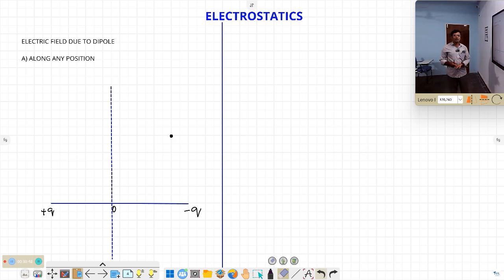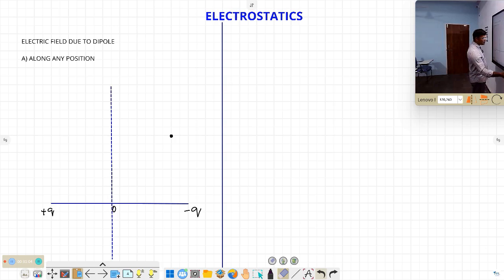Equatorial means what is the angle? 90. So at 90, right? At any angle other than 0 and 90, we can calculate now, and you can verify this equation also. So here first I take one dipole, which has positive and negative charges.